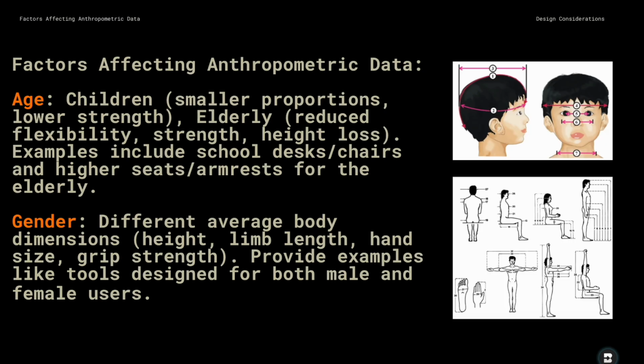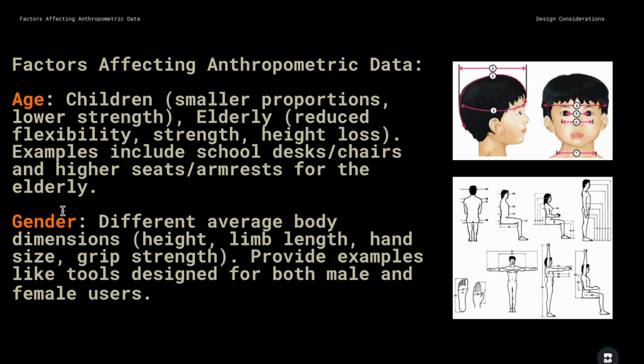Some factors affecting anthropometric data are age. So for instance, children are smaller. You can see that this picture right here is showing a picture of a child's head. And if you're measuring a child's head, we would assume that they would be smaller than, say, an adult's head. We might look at the elderly, so they may have reduced flexibility, strength, or they've lost some height. And some examples include school desks and chairs, or higher seats and armrests for the elderly.